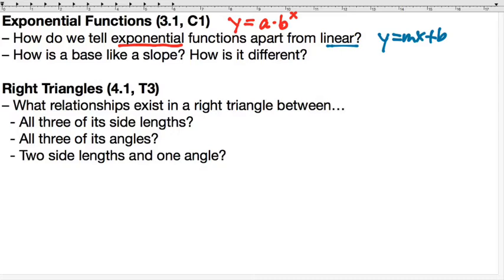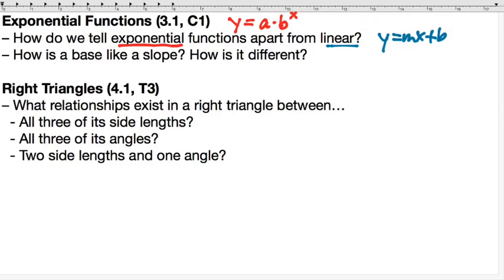I think we can tell just by looking at the formulas that these are different kinds of functions. But again, we want to take those different perspectives, not just the perspective of the formula, but also looking at a table of data. How can I tell that this is exponential rather than linear? Also looking at a graph. How can I tell that something is exponential instead of linear?